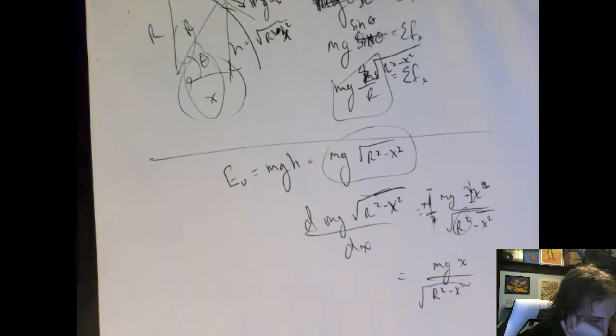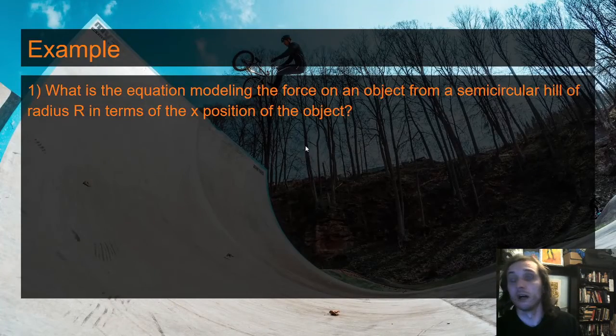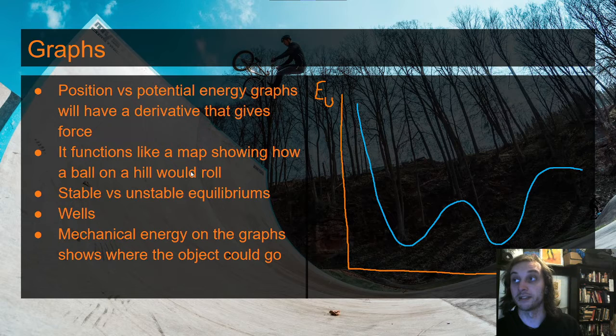But I'm going to move on. So it's just two ways to figure it out. Here's the meat, which are the position graphs.